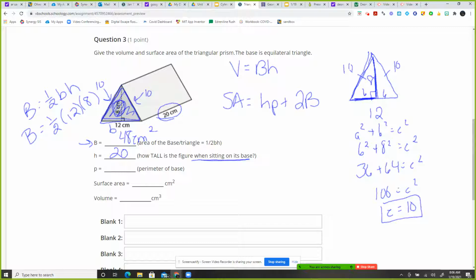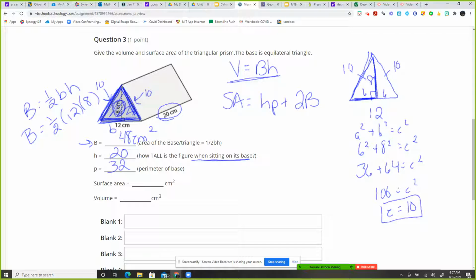If the hypotenuse of that isosceles triangle is 10, or those two congruent sides are 10, then the perimeter all the way around is 10 plus 12 plus 10. So that's 32. The perimeter is the perimeter around the base. So now we can substitute and find the volume, right?